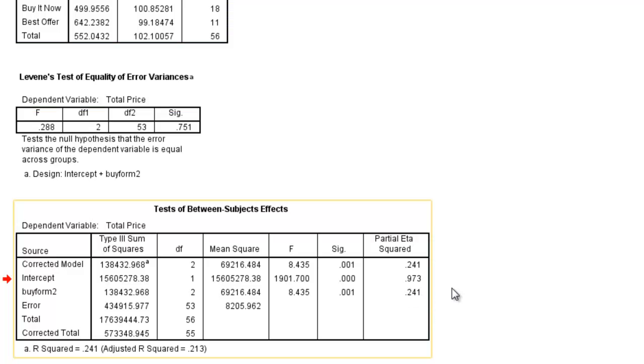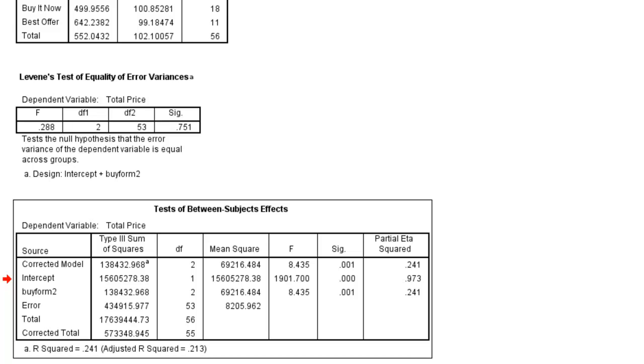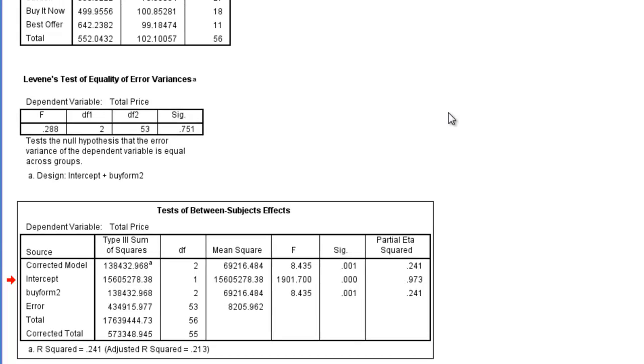So now that I know that the buying format between at least two of my groups is statistically significantly different, I need to figure out which groups are statistically significantly different from one another. And so the appropriate method of testing for this will be to use some type of post hoc test or planned comparison. So I'll show you both of these methods.